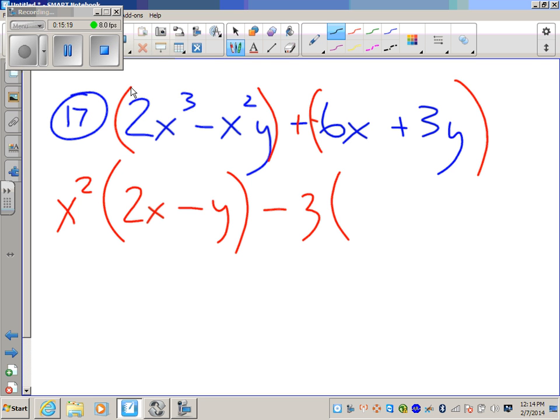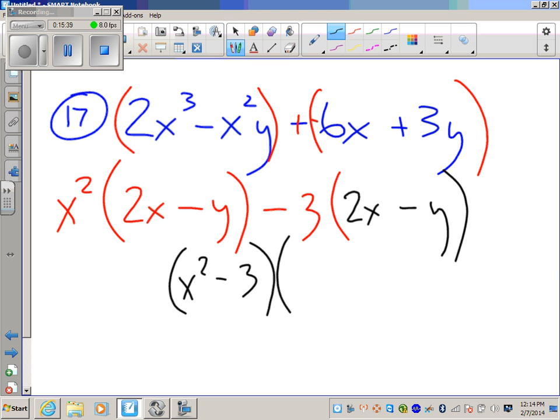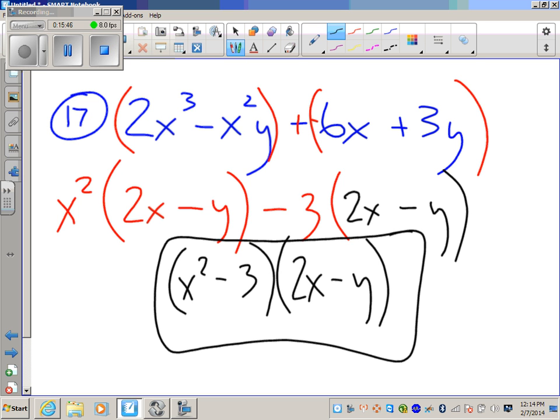So what do we got here? Negative 3 times what gives me a negative 6? Has to be a positive 2x, right? And then negative 3 times what will give me a positive 3? A negative. So x squared minus 3 and, whoops, 2x minus 1. Okay, not that bad, right? Not that bad.